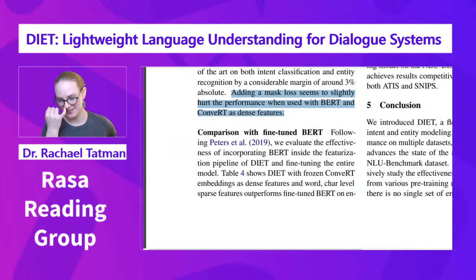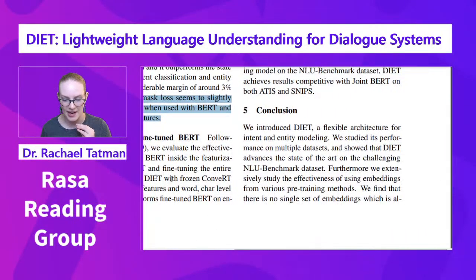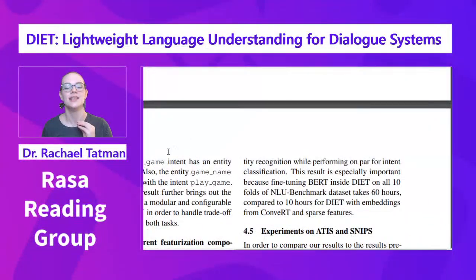Comparison with fine-tuned BERT. Sip of coffee. Following Peters et al., we evaluate the effectiveness of incorporating BERT inside the featurization pipeline of DIET and fine-tuning the entire model. Table 4 shows DIET with frozen ConveRT embeddings as dense features and word and character level sparse features outperforms fine-tuned BERT on entity recognition while performing on par for intent classification.